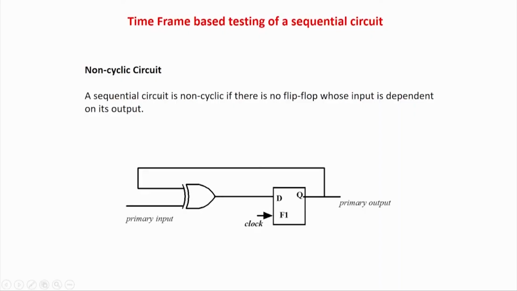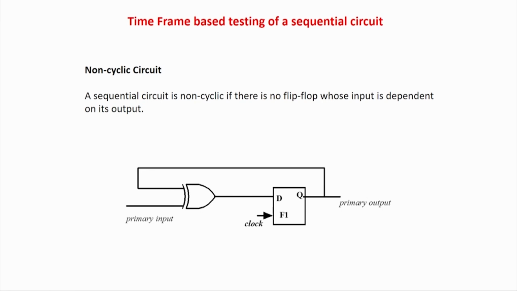So these are non-cyclic circuits. One very important thing is a cyclic flip flop. That means the input of this flip flop again depends on the output. So a sequential circuit is non-cyclic if there is no flip flop whose input is dependent on its own output. If such a flip flop is there, it may not be controlled. There are many cases where they can be controlled, but there is a possibility that if there is a flip flop which is cyclic, it may not be controllable.